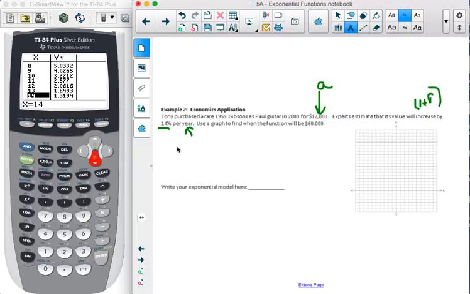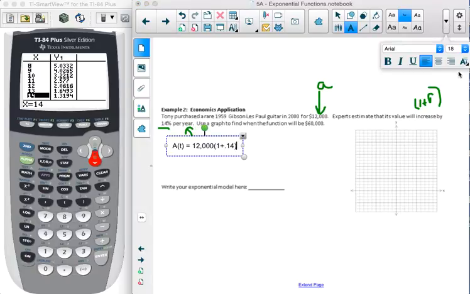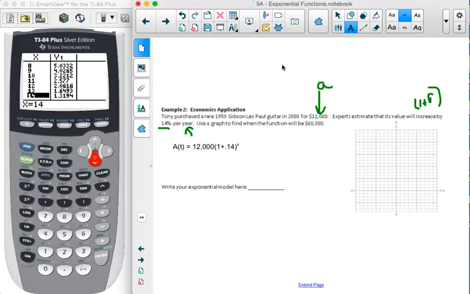So the first thing we're going to do is we are going to model this. So A of t, this is my growth model, is going to equal my initial amount, 12,000, times 1 plus the rate, 0.14, to the exponent of x, or t, or whatever it is you would like it to be. All right, so this is my exponential model.